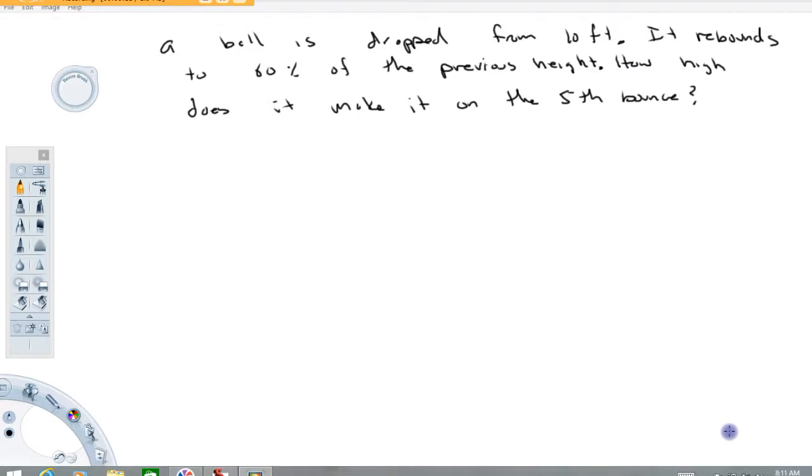So we're going to take a look at this one, which is number 18 here in your handout. It says a ball is dropped from 10 feet. It rebounds to 60% of its previous height. How high does it make it on the fifth bounce? So that's pretty much what it says. I shortened it up a little bit.